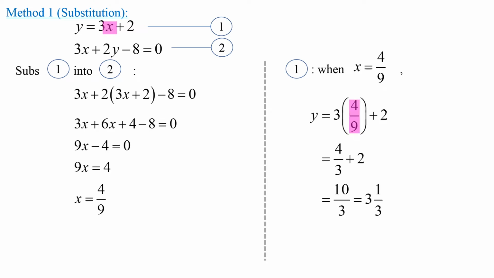Right, so now I will substitute the value of x, which is 4 out of 9, whenever I see x in equation 1. So we will get y equals 3 times 4 out of 9 plus 2, and that will eventually give us 10 out of 3, or 3 and a third in mixed number. So we have gotten the values for x and y. And remember to give the coordinates of P in coordinate form, because the question asks us for the coordinates, not the x and y values.